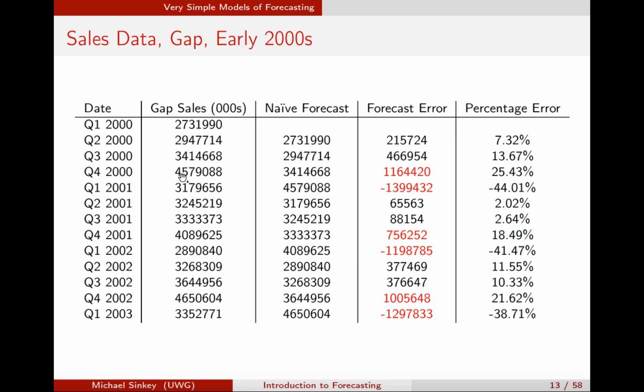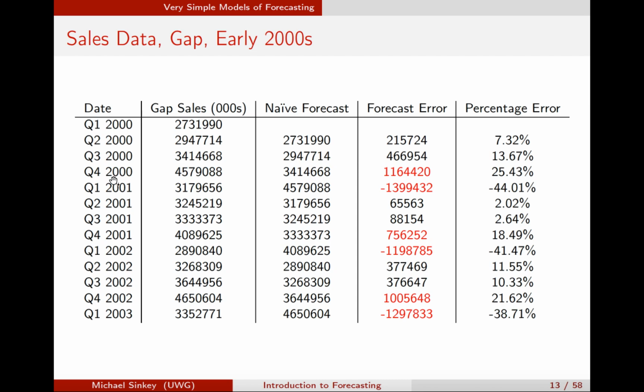And then I use Q4 to predict Q1, and I overshoot. You can see that the forecast error is minus 1399432. That's about half of the total Q1 sales from 2000 is what we missed by. It doesn't seem like the naive forecast is doing very well. We're seeing these large percent errors. And what the naive model cannot do is it can't deal with the trend. It can't deal with what is clearly seasonality in this data set.